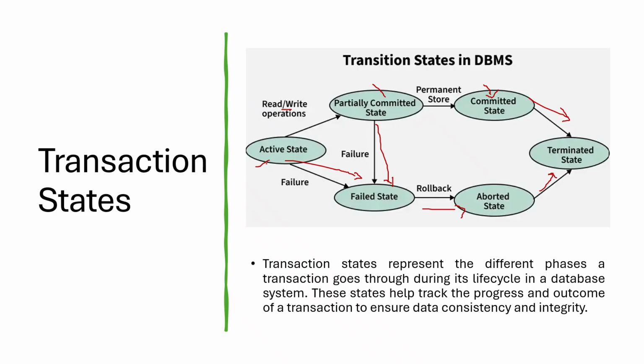Or suppose there is a failure while it is executing, or right at the beginning of the process. It will go to the failed state, and after the failed state it has to roll back. A rollback, so that is aborted. It has to come back to the original or prior state. After abortion, again it can terminate to end the cycle. After abortion, either we can restart the transaction or we can kill the transaction by terminating it. So these are the different transaction states in the DBMS.